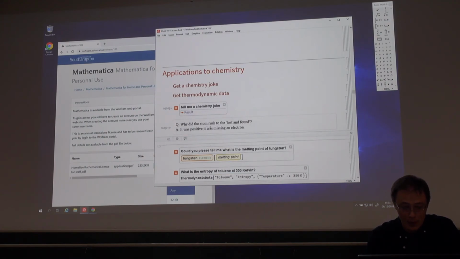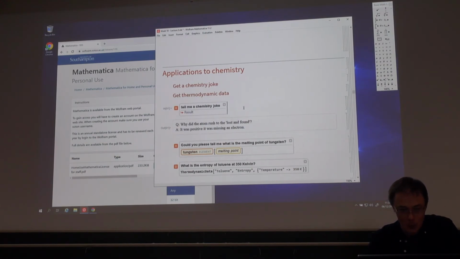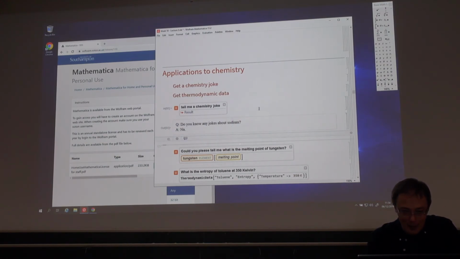Okay, why did the atom rush to the lost and found? It was positive, but was missing an electron. So as bad as Christmas crackers, right? But any jokes about sodium? Nah.